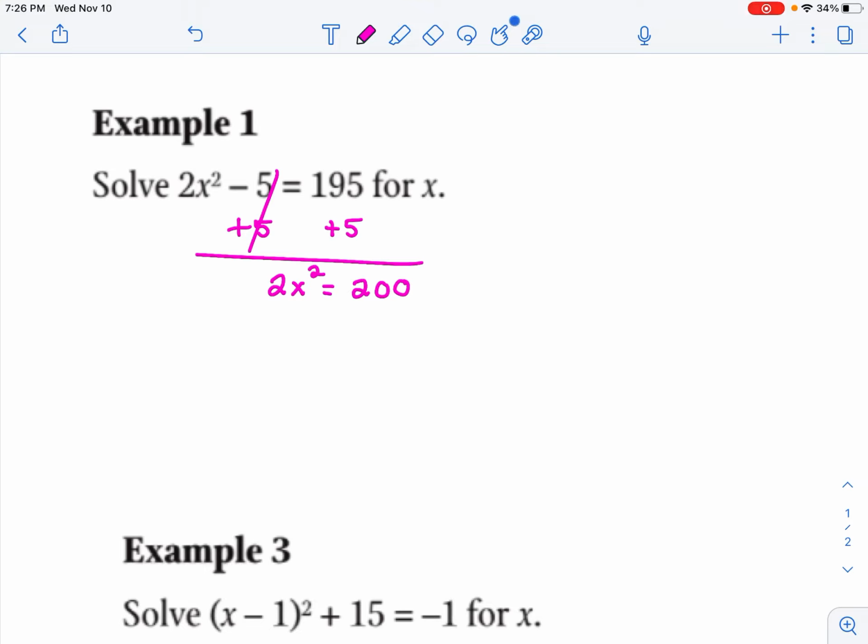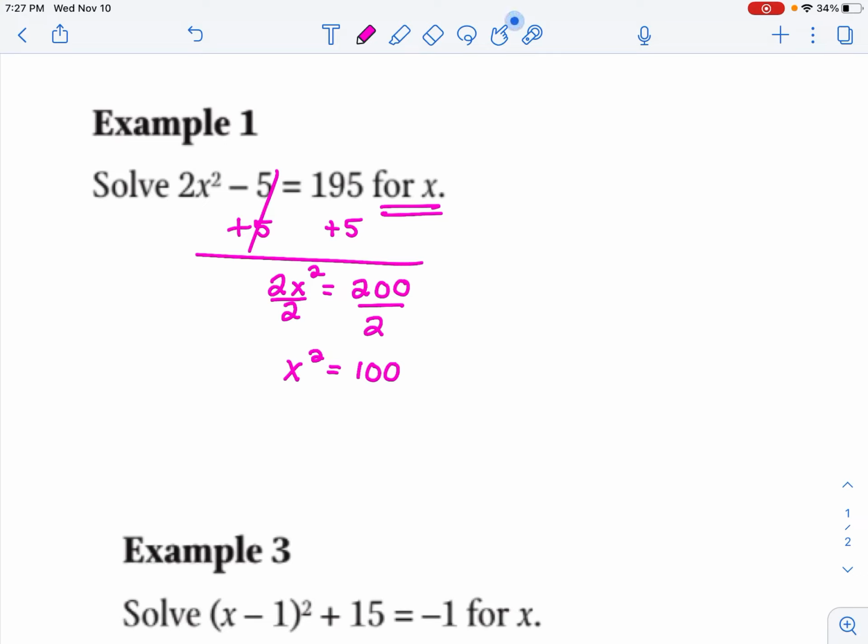Like any other equation, we're going to now get the x squared term by itself. So if you notice, in front of the x squared is a 2. So I'm going to divide both sides by 2. So I would be left with x squared equals 200 divided by 2 is 100. So I need to solve for x. It said it here right in the directions.